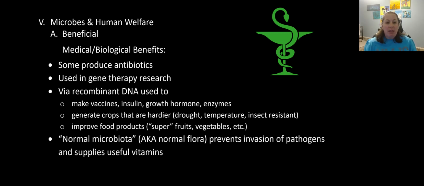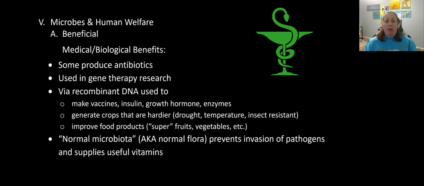They can generate crops that are hardier, like drought resistant. Maybe these plants can grow in higher or lower temperatures, or be insect resistant. They can improve our food products by creating super fruits and vegetables, like bigger strawberries, or ones with a better shelf life. They last longer.